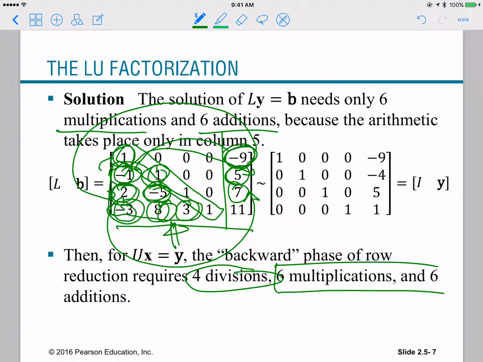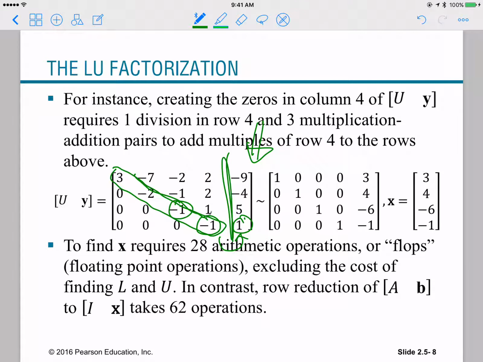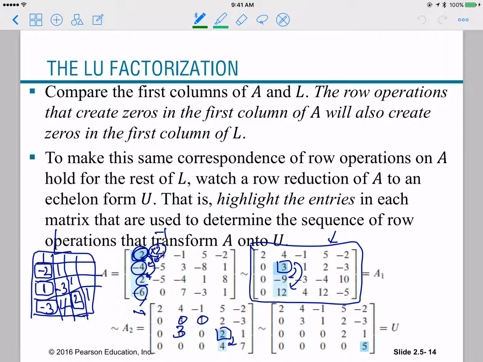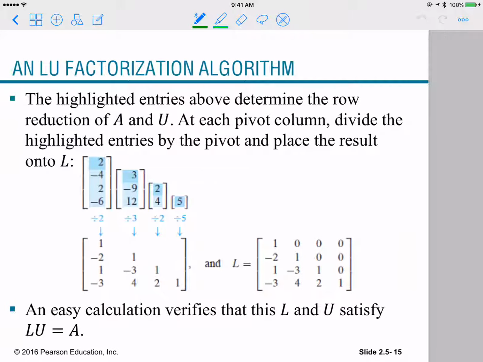For all these entries, we have 1 multiplication and addition for all these upper entries. That's how we count the number of additions and multiplications. That's it for this LU factorization and today's lecture. Thanks, and see you this Thursday.